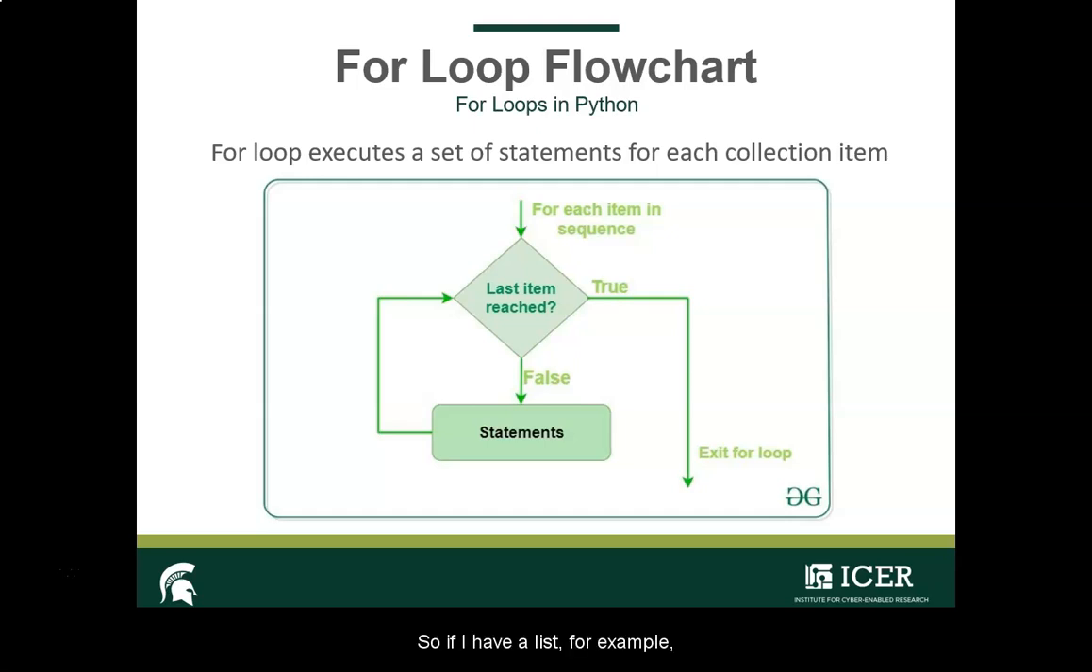So if I have a list, for example, that has 3 items in it, I will then look at that list and say, okay, here's my first item. I'm going to execute some statements. Did I reach the last item? And I will continue going through item by item until eventually I reach the last item and can exit the loop.